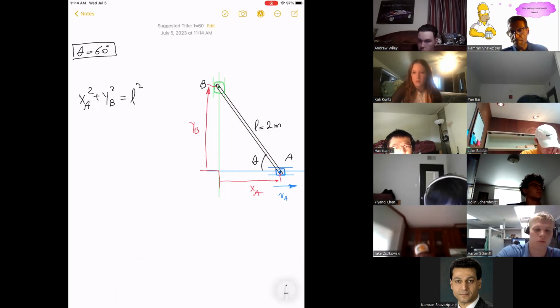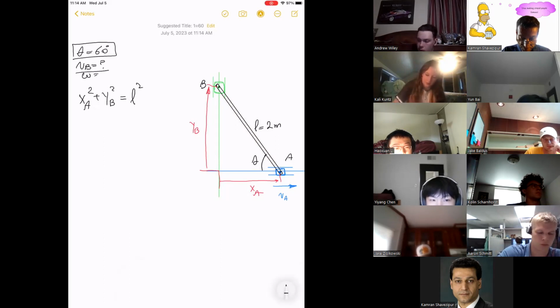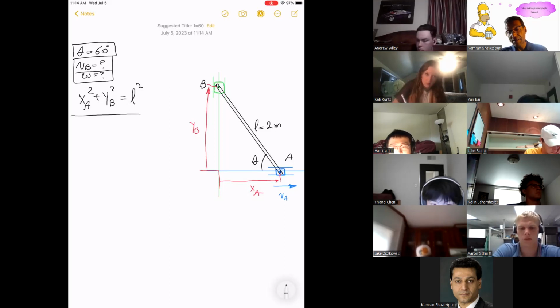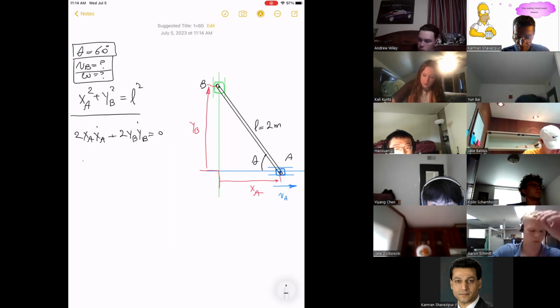Okay, we can do that, right? That's a good observation. But remember, we are looking for VB and omega. Not that this is wrong. We need two equations. You can use this equation and take the derivative: 2 xa xa dot plus 2 yb yb dot equals 0, because L is constant. Then you calculate yb dot from here and go forward. That's completely fine. We can continue to calculate this.